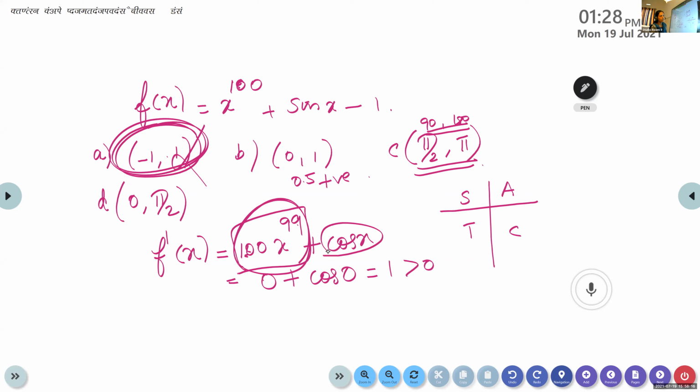This one, cos x will be negative. And what is the minimum value you will get there? It will be minus 1. You will be getting the value minus 1. So this is a big number. From the big number, if you subtract minus 1, the quantity will always be positive. Is it clear? Is it okay, Gauri?